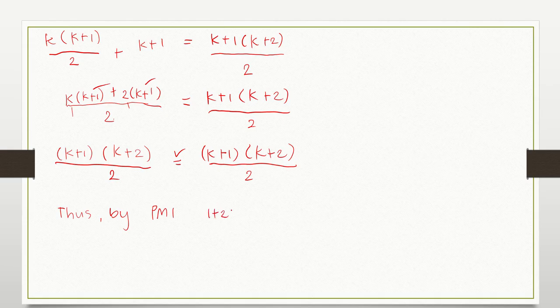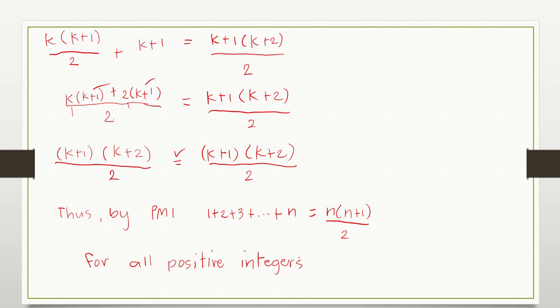The given: 1 plus 2 plus 3 plus and so on plus n is equal to n quantity n plus 1 all over 2 for all positive integers. And that should be the final statement that we will be looking for after completing our step 3.